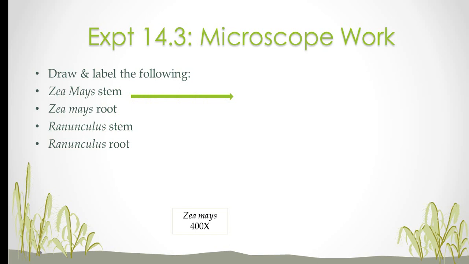So we're going to draw a stem and a root from Zea mays. Those are corn, so those are monocots. And we're going to draw the stem and the root of some dicots. Ranunculus, maybe. I was having trouble finding the ranunculus online.